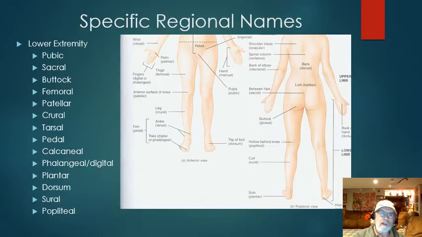Okay. Let's go to the lower extremity. The lower extremity has a lot of words. Let's start with the first one, pubic. The area right here in the front of the pelvis, where the pelvis comes together, is called the pubic region or the pubis. It's right in the front.